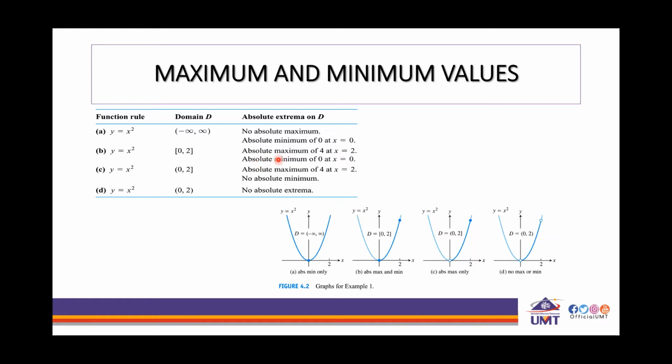So the absolute minimum of 0 is at x equals 0. The third one is y equals x squared, where the domain is [0, 2]. The absolute maximum of 4 is at x equals 2, but there's no absolute minimum here.